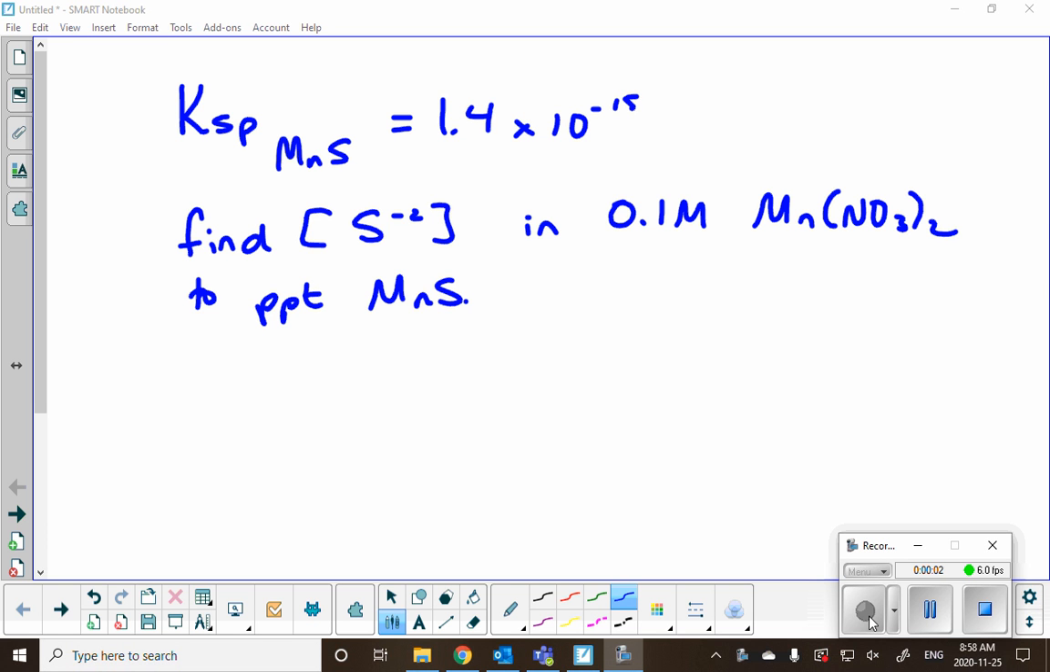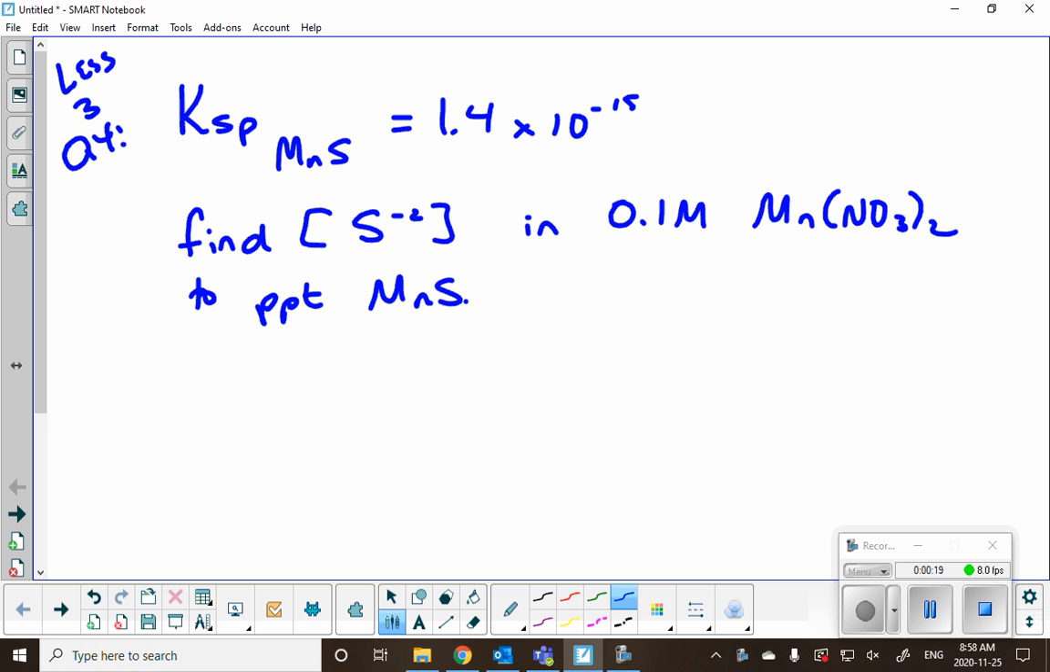This is from lesson 3, and it was question 4, and we're going to work on a precipitate question. So precipitate questions always assume we're going to get a precipitate when we hit the KSP.